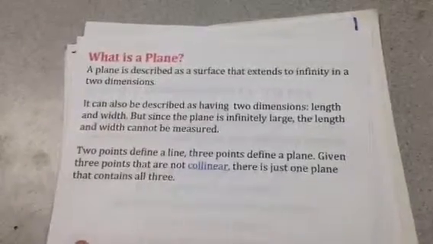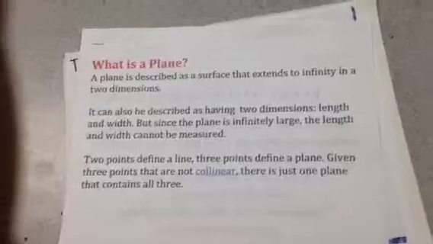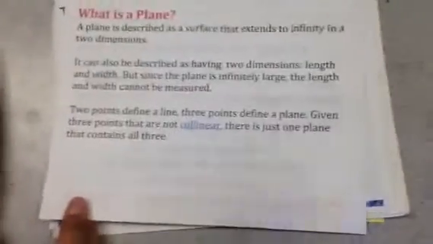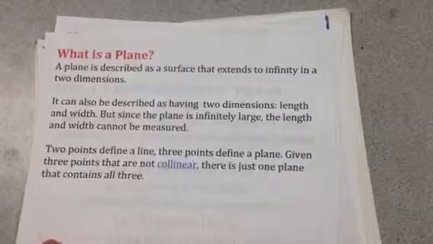Two points define a line. Three points define a plane, given three points that are not collinear. There is just one plane that contains all three.